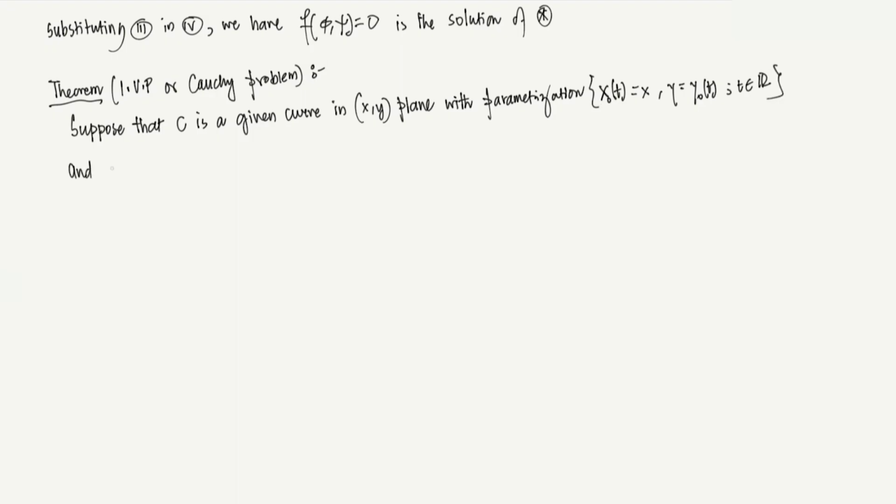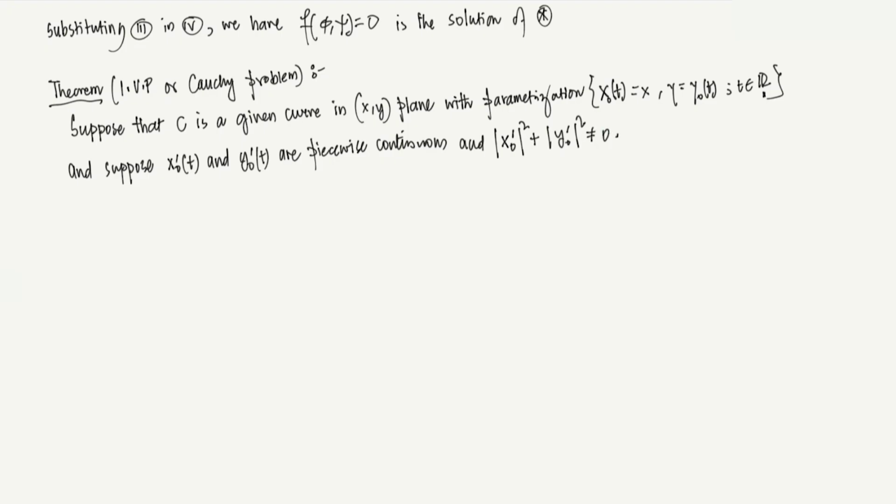Suppose x naught prime of t and y naught prime of t are piecewise continuous. Piecewise continuous where? Wherever it is defined in I. So you see, I have defined it in R. You can define it in an interval I, absolutely no issues. And of course, we also need that the derivatives satisfy x naught prime squared plus y naught prime squared is non-zero.